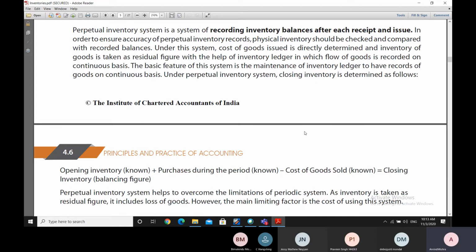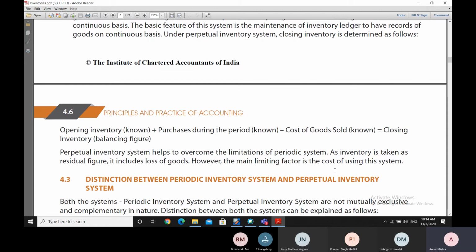How do we determine the closing inventory as the residual figure? Because we are getting cost of goods sold, or cost of goods issued, directly by this method. So we already have the opening inventory, we add the purchases to it, we reduce the cost of goods sold, and then we get the closing inventory as the balancing figure, as the calculated figure, as the residual figure, and not as a direct figure.